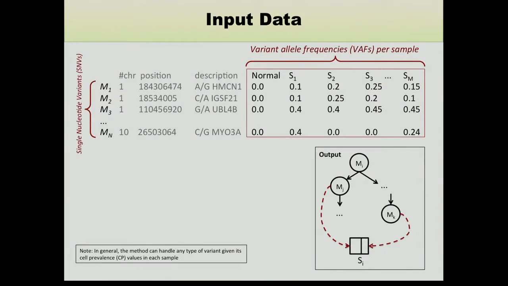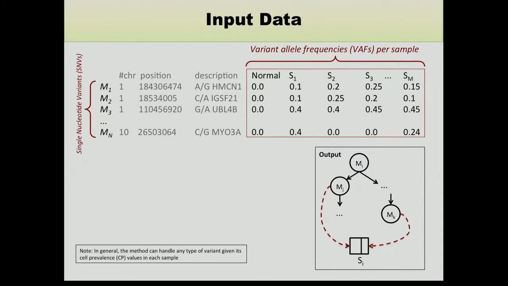Okay, so the input data to our method is essentially a matrix where each row corresponds to a different single nucleotide variant, SNV, and each column is the variant allele frequency of this variant across the different samples that we have access to. Again, this could be different regions of the same tumor, for instance.